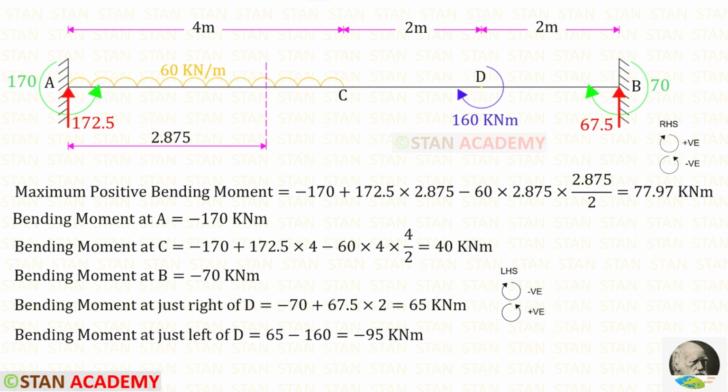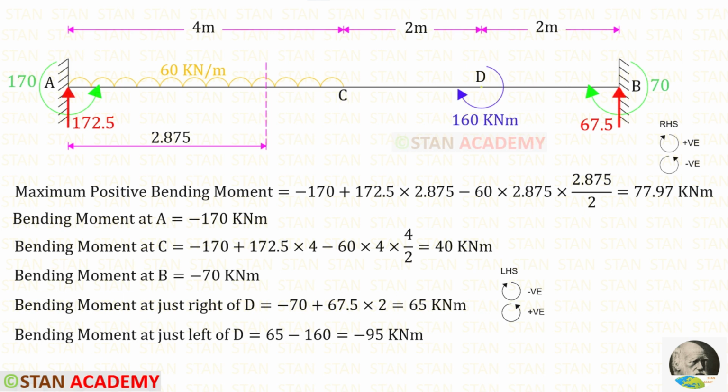Let us find the bending moment at point B. At point B, we have MB, which is acting in the clockwise direction, so it will be negative. Let us find the bending moment at just right of D. MB is acting in the clockwise direction, so it will be negative. RB is acting in the anticlockwise direction, so it will be positive, and the distance is 2. For the bending moment at just right of D, we will get 65.